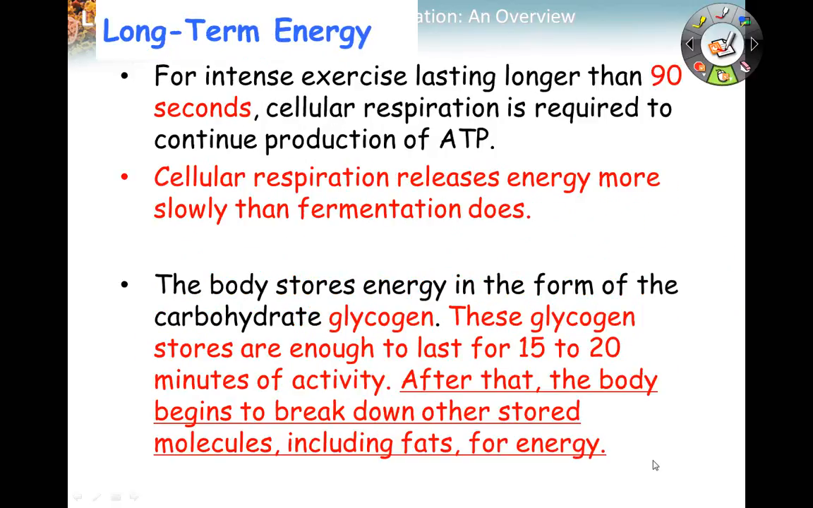For intense exercise lasting longer than 90 seconds, cellular respiration is required to continue the production of adenosine triphosphate. Cellular respiration releases energy more slowly than fermentation does. Fermentation and glycolysis release energy fast. The other processes of cellular respiration, the Krebs cycle and the electron transport chain, allow us to release energy slowly, but more energy is released.